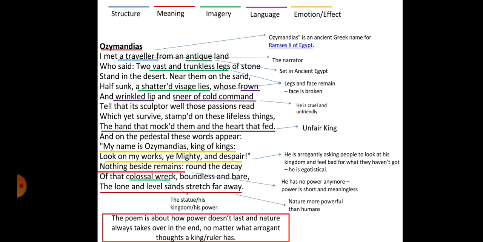"The lone and level sand stretched far away." And we talked about romantic poets being people who really enjoyed the natural world. What is being suggested here is actually that nature itself is more powerful than humans. The idea of the sands stretching far away, "sands stretch far away," is sibilance, the repetition of the S sounds, and it almost mimics the sound of the sand itself that he's describing. And it can perhaps be linked to the passing of time through an egg timer, and also just the sand that would have eroded away the statue, alongside the wind.